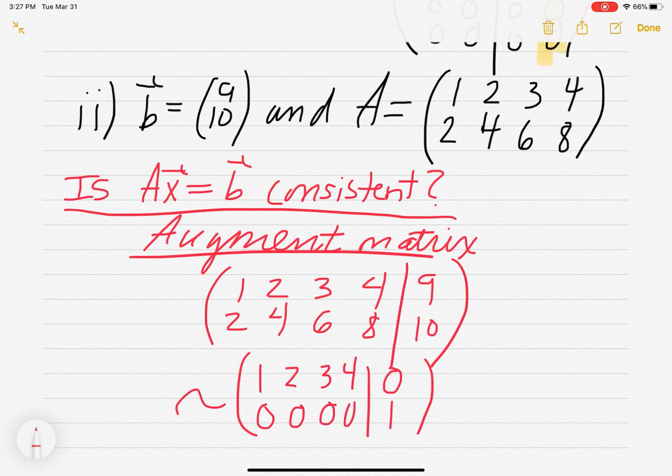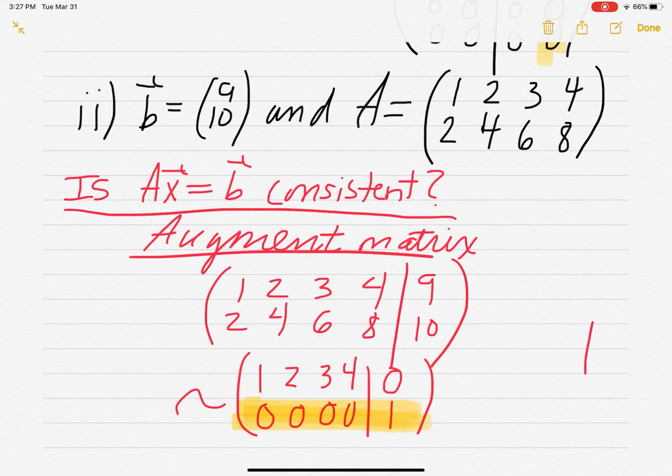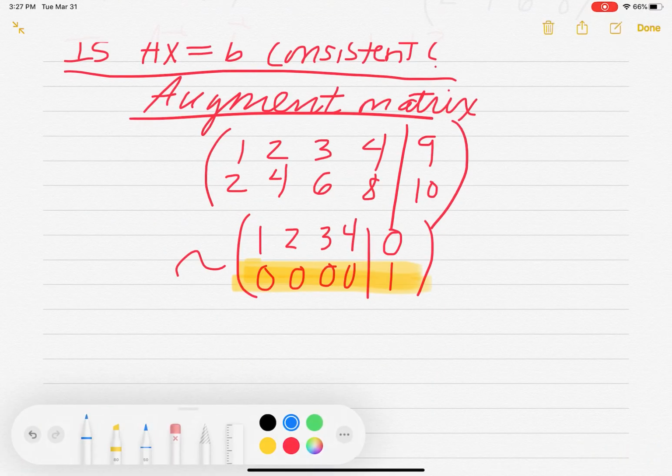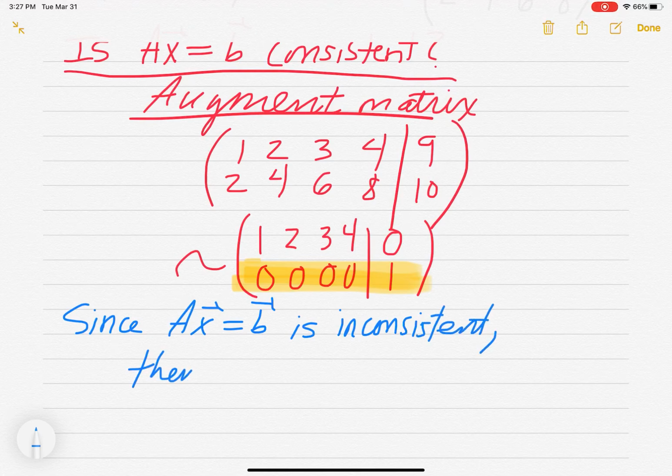So immediately you see that this system is inconsistent, right? If you were to convert that bottom line into an actual equation, that would be 0 equals 1, which is not true. Never equal. So since AX equals B is inconsistent, that means you can never plug in anything for x to get out B. Then B is not an element of the column space of A. So B is not a linear combination of the columns of A.